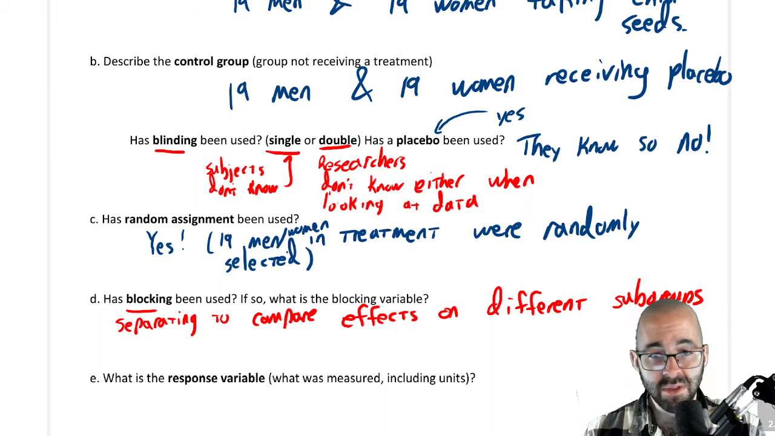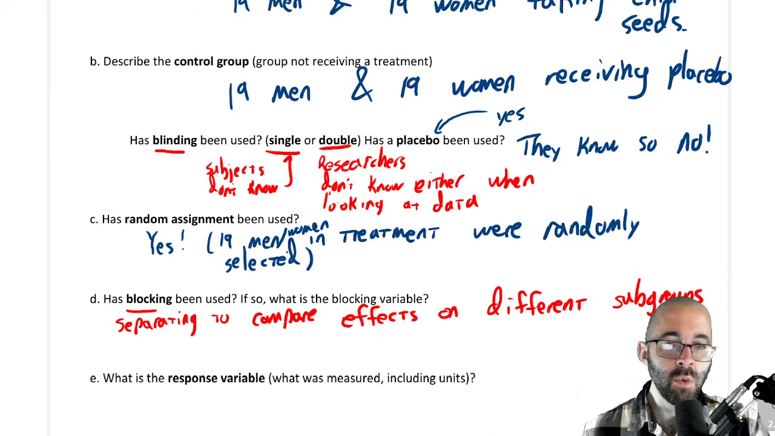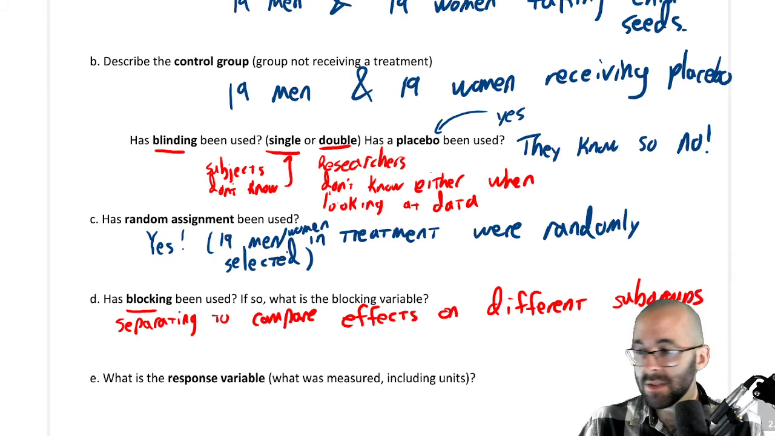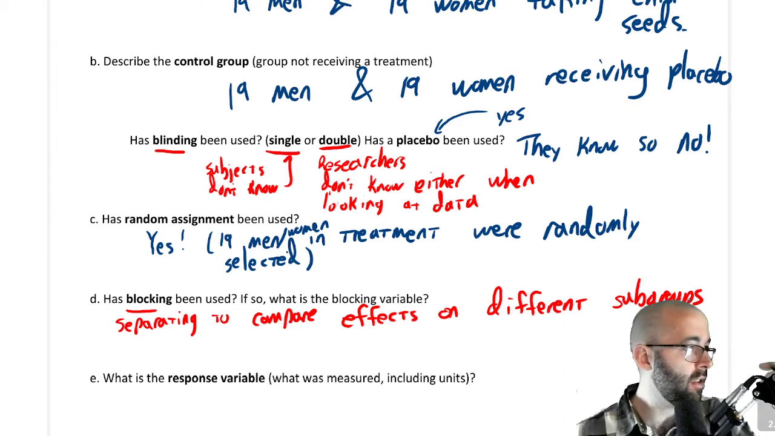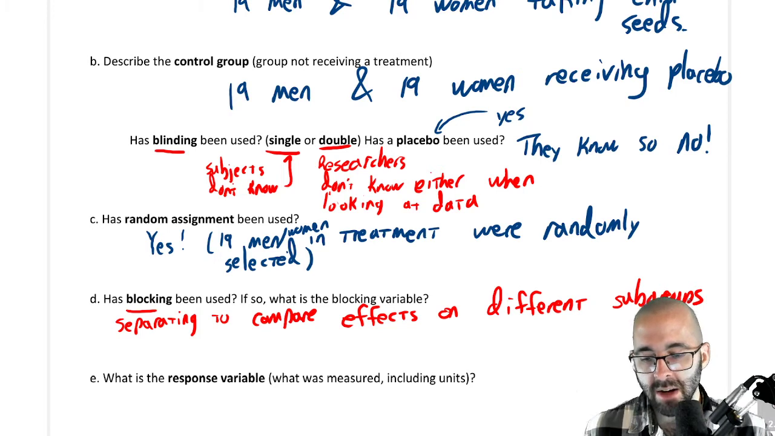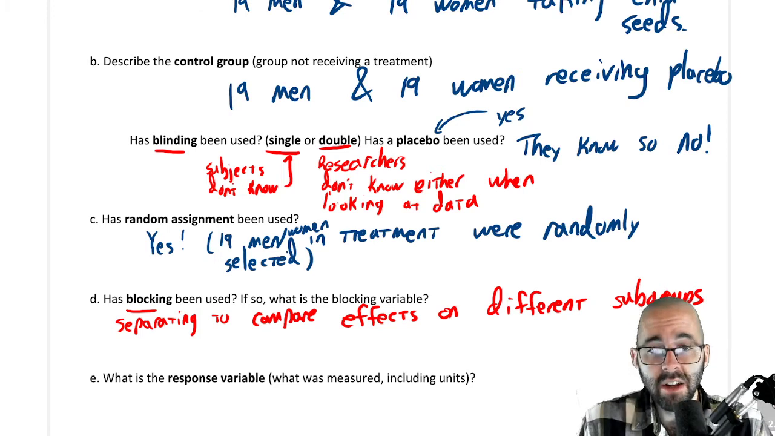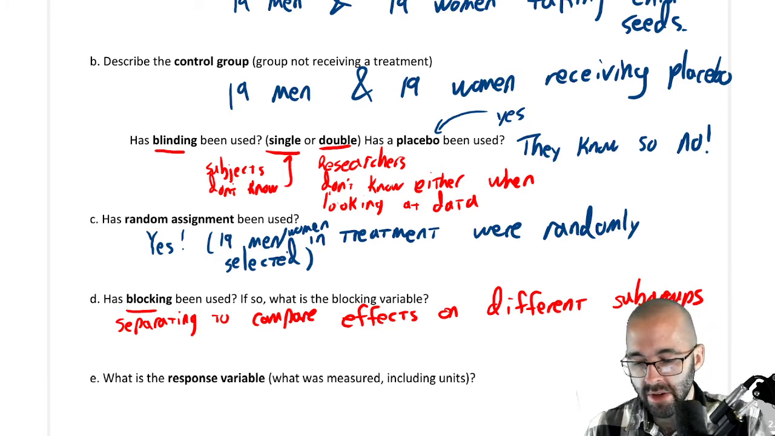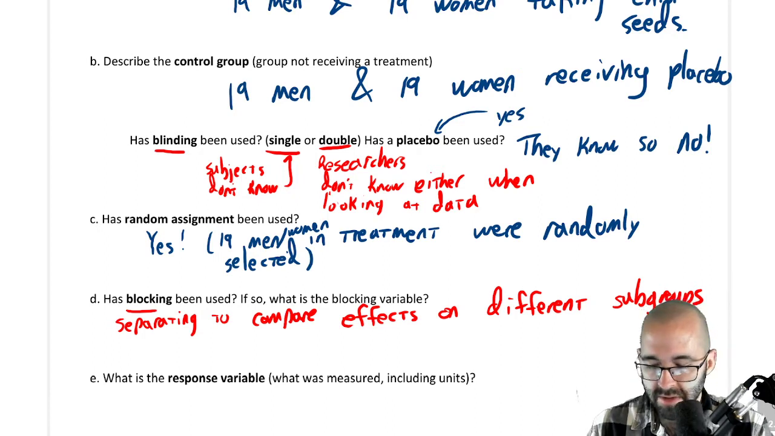And so this has absolutely been done right here, right? We have 38 men split into two groups and 38 women split into a treatment and control group as well. So the blocking variable is going to be men versus women. Okay, so their gender.